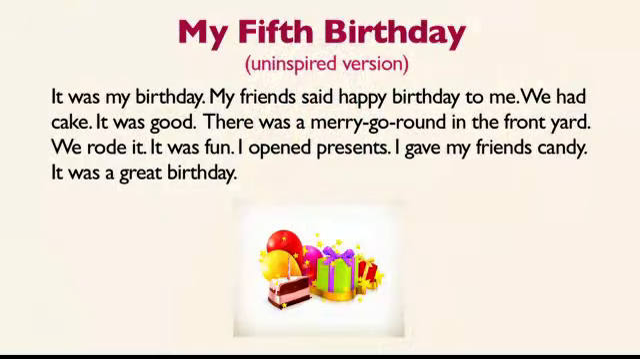The first slide here is her first try. We call it the uninspired version. It was my birthday. My friend said happy birthday to me. We had cake. It was good. There was a merry-go-round in the front yard. We rode it. It was fun. I opened presents. I gave my friends candy. It was a great birthday.